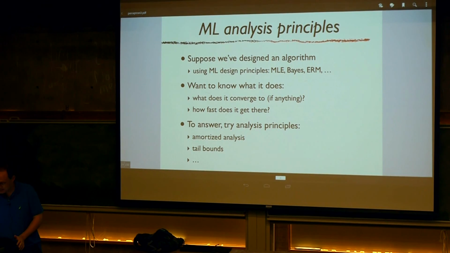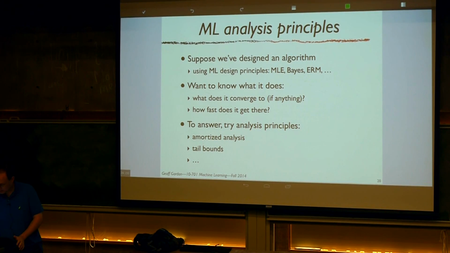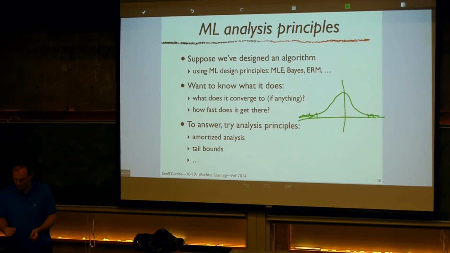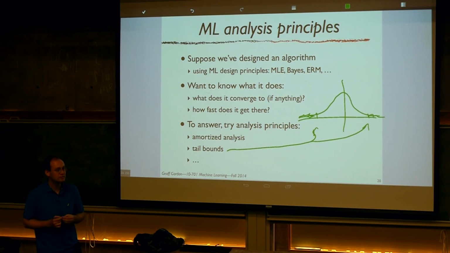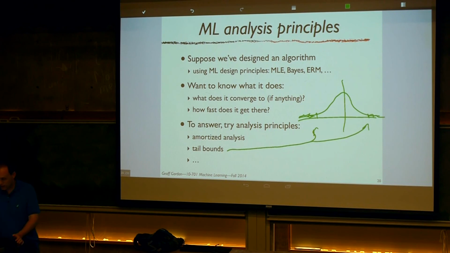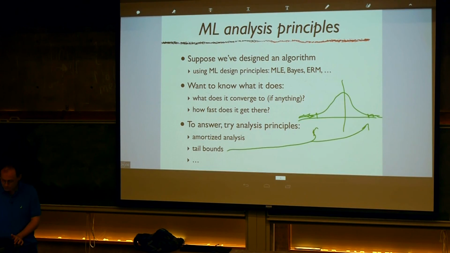Basically, if you have a probability distribution that looks like that, here's the mean of that probability distribution. The tails of the probability distribution are the stuff way away from the mean. And a tail bound is trying to bound the probability that you land in one of those tails. OK? So that's a tail bound. And again, we'll see more of those later.